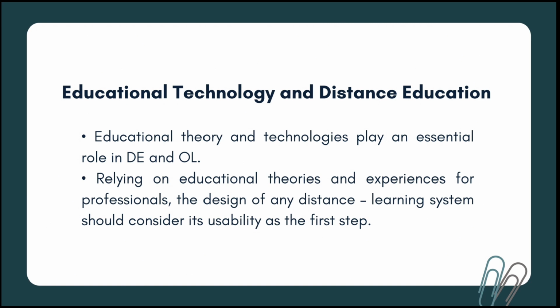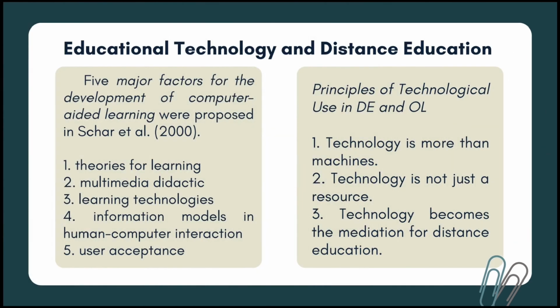Contented and engaged users are more likely to actively participate in the learning process. A system that is easily navigable encourages diversity and assists a larger audience in pursuing education. Third, five major factors for the development of computer-aided learning were proposed in SHAR 2000. The five major factors were theories for learning, multimedia didactics, learning technologies, information modes in human-computer interaction, and lastly, user acceptance.